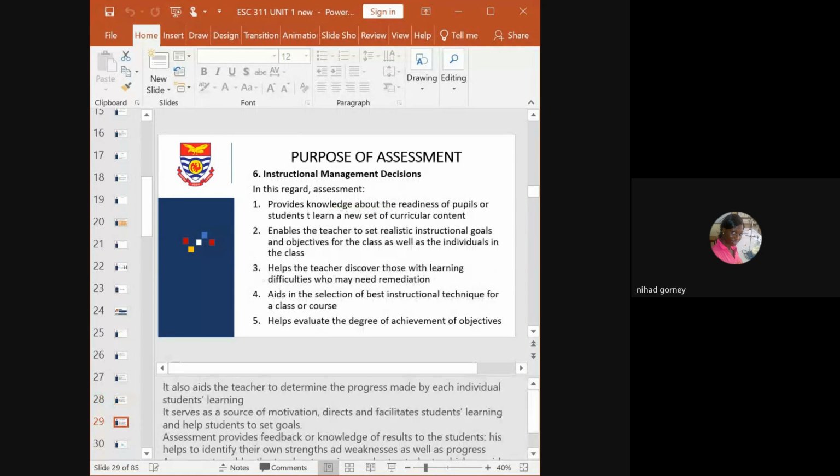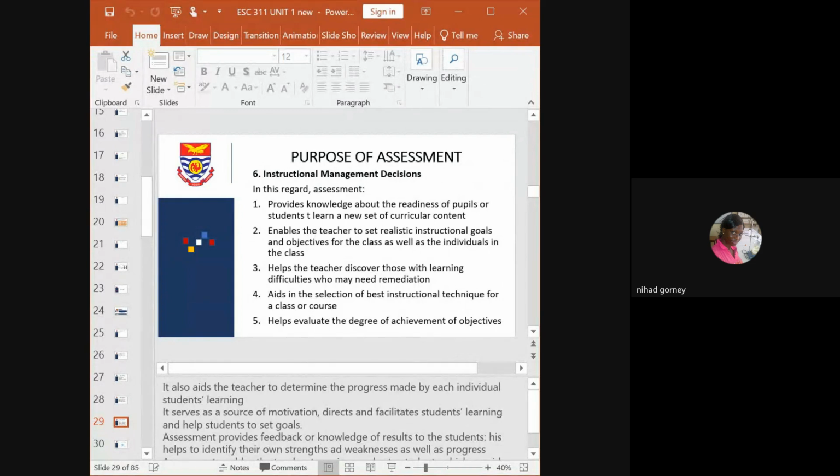And finally, when it comes to making instructional management decisions, assessment is very, very important. In this regard, we are saying that assessment will provide knowledge about how ready your students are to learn a particular content. So when you come to class and you see the entry behavior of students, it tells you whether your students are really ready for the level of content you are coming to teach or not. That is why reviewing relevant previous knowledge is always important.